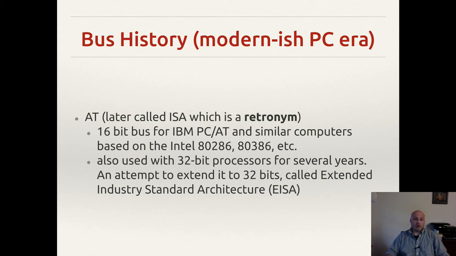So things were all over the place until IBM started the standardization with what is known as the AT bus. The AT bus was a 16-bit bus, meaning that it was a parallel bus that serviced 16 bits at a time, and it was designed for the 286 and 386 architecture computers. There was also a 32-bit processor that you could use with it later on, and they attempted to extend it to 32 bits. This was called Extended Industry Standard Architecture, or EISA. It was a short-lived extension of the AT bus, but it did exist.